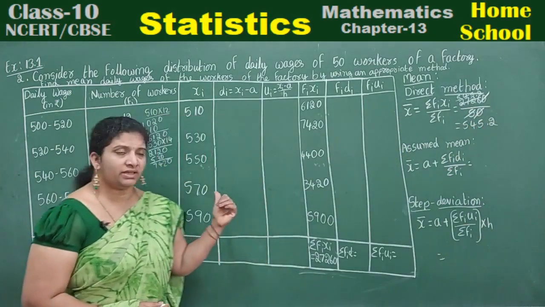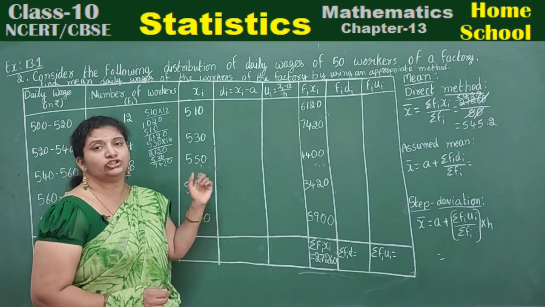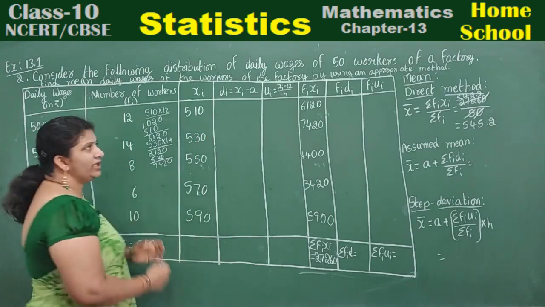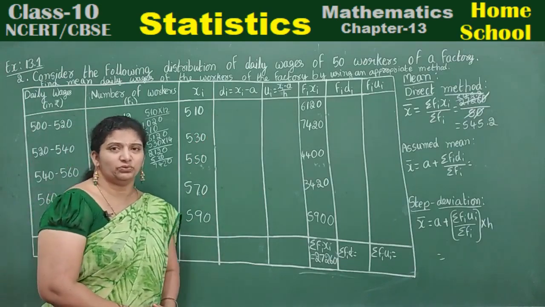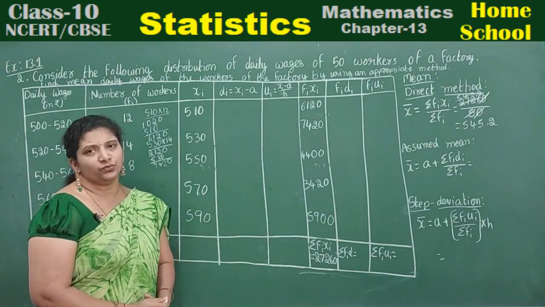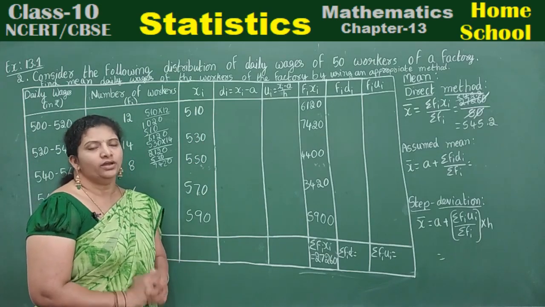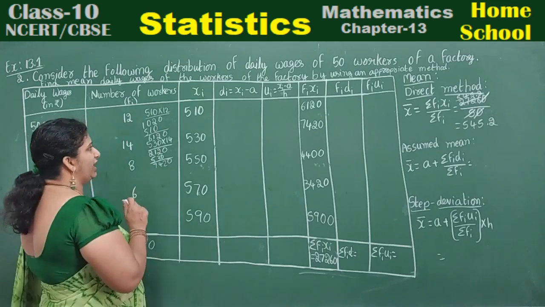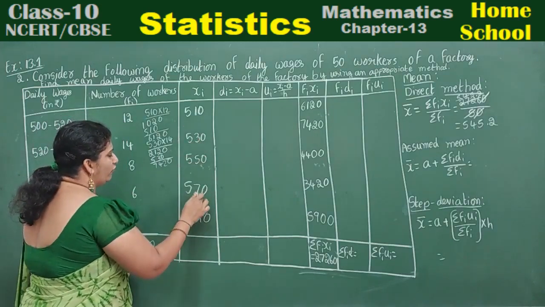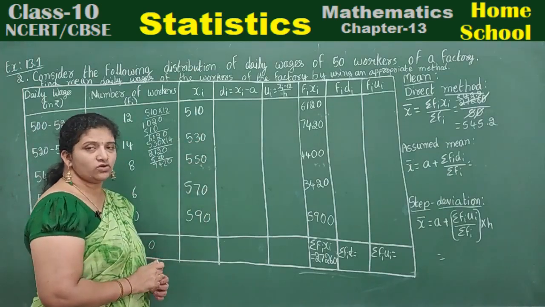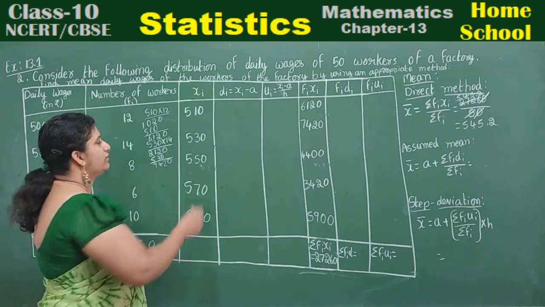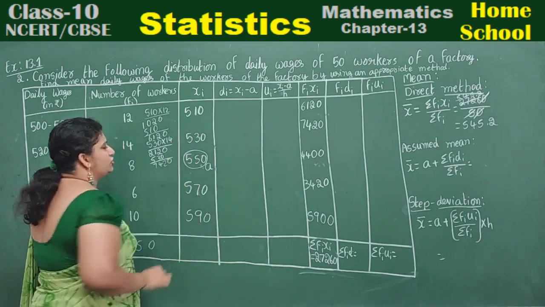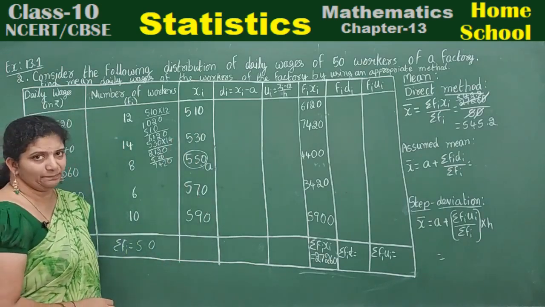Let's go with another method, that is the assumed mean method. Di, you need to first assume a value. In the score column, the middle value we are going to consider as the assumed value and mark it A. 1, 2, 3, 4, 5. How many scores do you have? 5 scores. The middle one is 550. Let us assume this value as A.